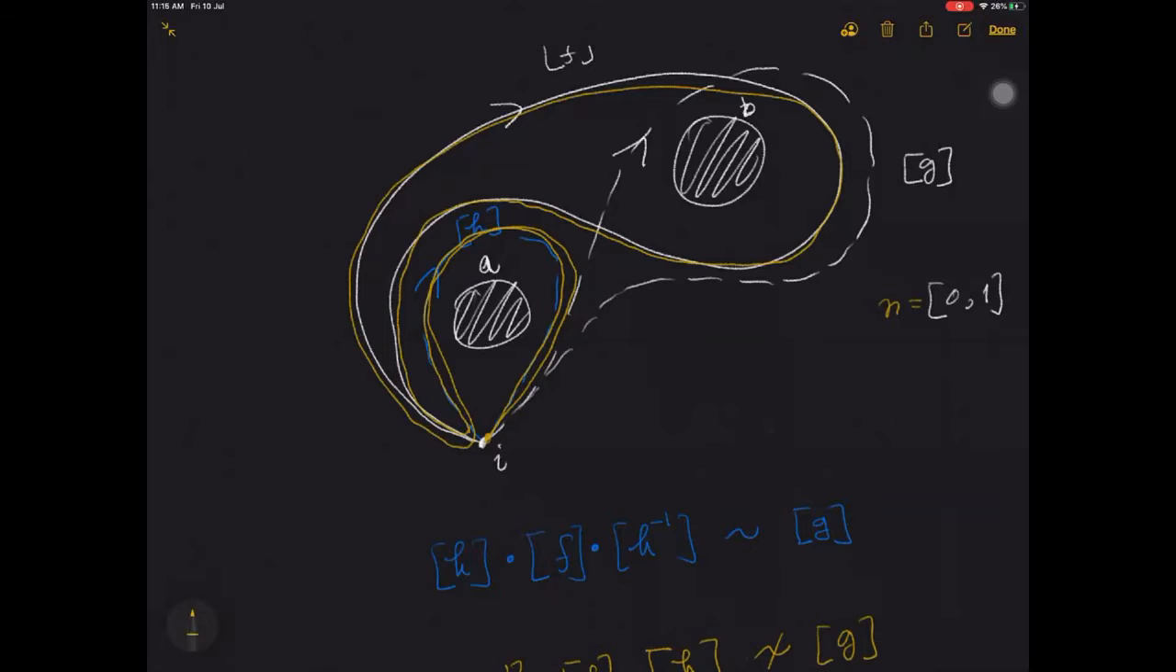Okay, but that's what one needs to do to try and think about how to distinguish between two loops with the same winding number vector. Okay.